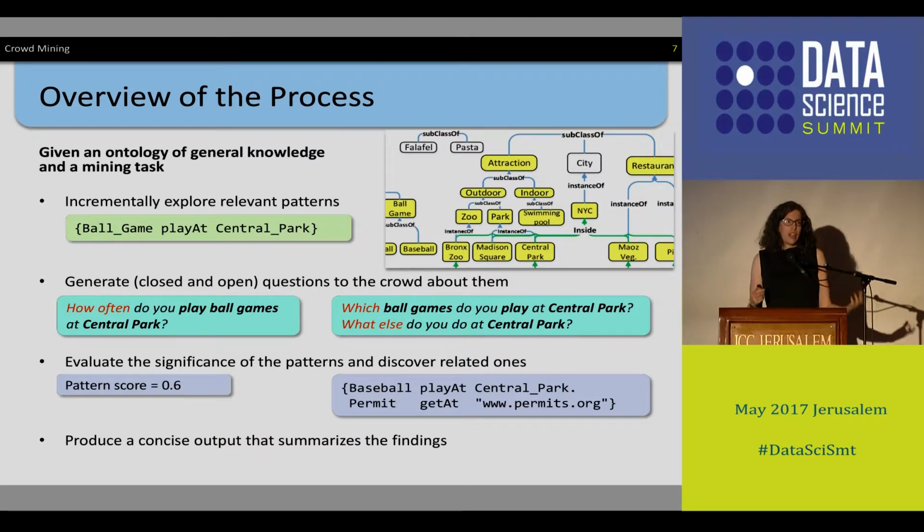Then we're going to evaluate, based on the answers of many different people, the relevance of some answers. We're going to aggregate them. And eventually, we're going to summarize all the findings into a concise answer provided to the user.